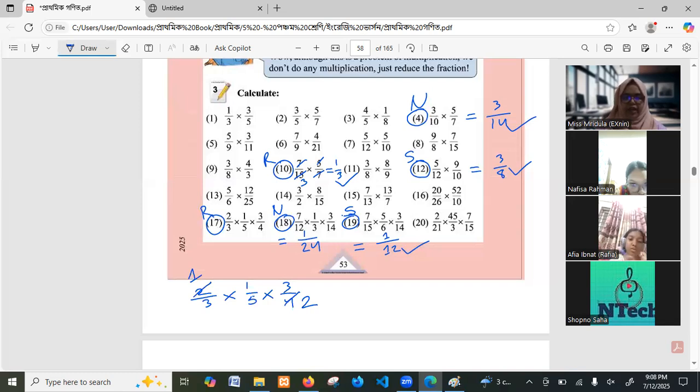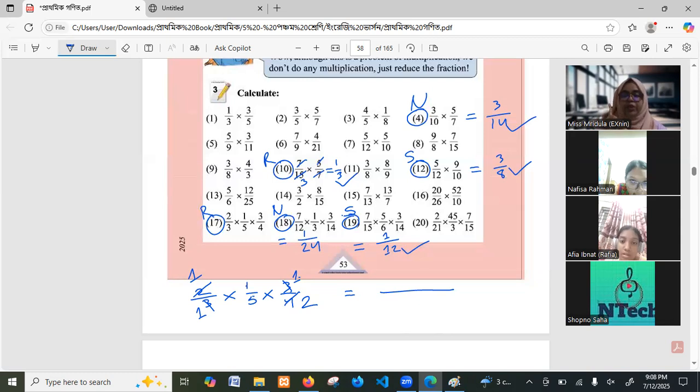Now what else do we have? We have a 3 over here, and we have another 3 over here, right? So I can cut this 3 with this 3. So it will be 1 and it will be again 1. Now I can't do any more cutting out. So what am I left with? I am left with 1, 1 and 1 in the up.